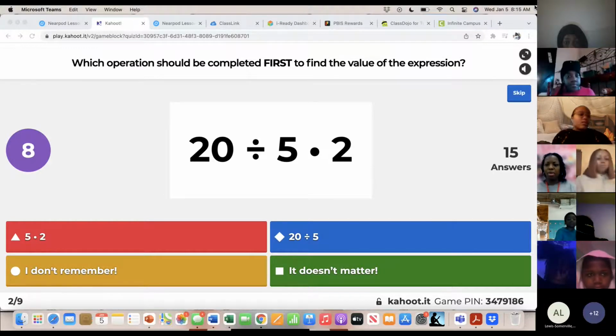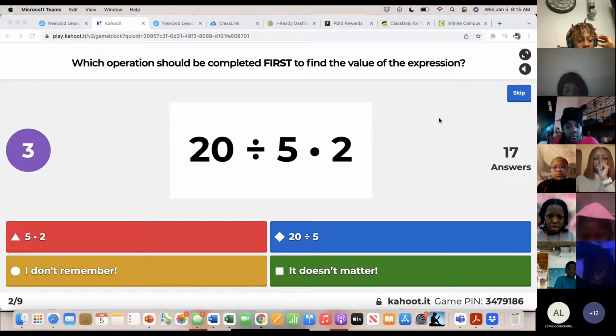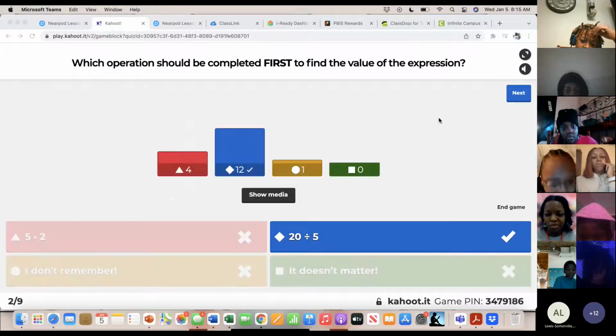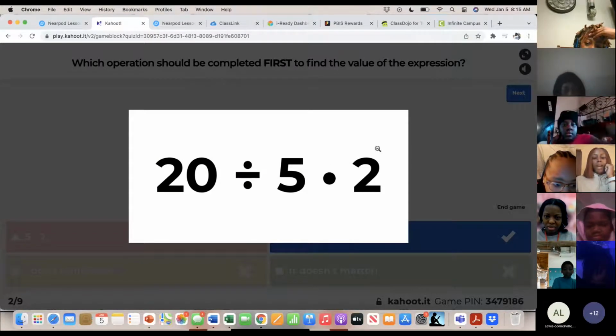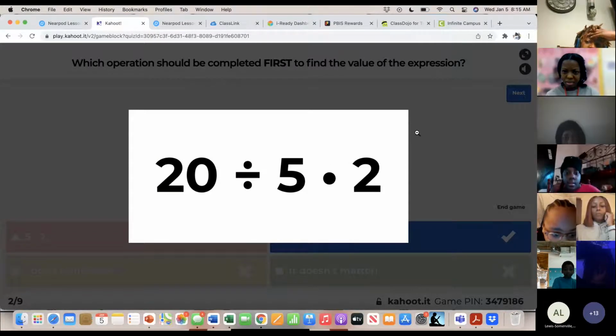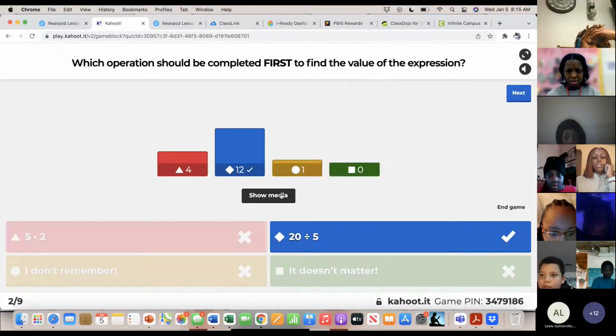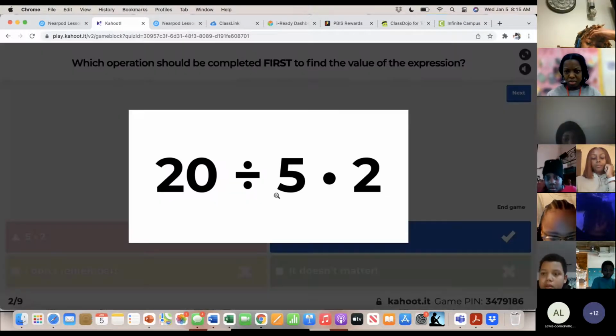Quamir. I accidentally put yellow. Okay, well, tell us what you think, though. What should it be? At first I thought it was red. What, 5 times 2? Yes. But what should it be? 20 divided by 5. Why? Do you know why?